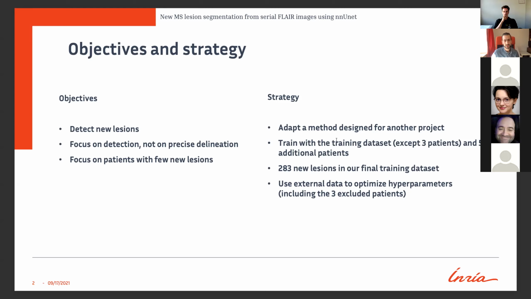And we used the training dataset to train our model, excluding 3 patients, the 3 patients which had the largest number of lesions, and we added 53 additional patients. So overall, we had 283 new lesions in our final training dataset. And we also used external data to optimize hyperparameters, including the 3 patients with the largest number of lesions.